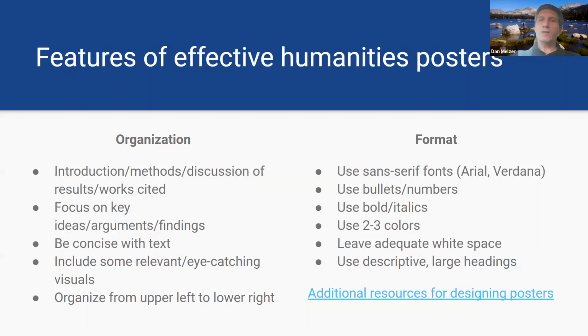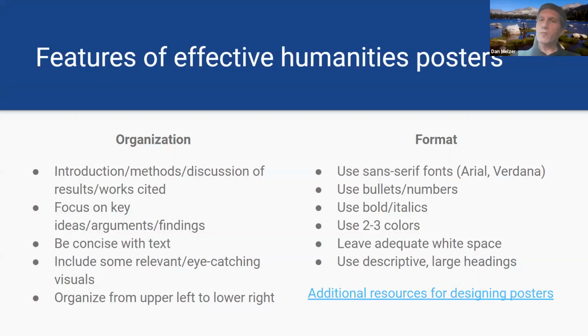So in terms of organization, the basic organization of a humanities research poster might look fairly similar to the kind of research poster you'd see in a STEM field, where you have some kind of introduction or overview, you'd have a discussion of the research methods, the discussion of the results, and then a works cited or a references page if you're using APA style.